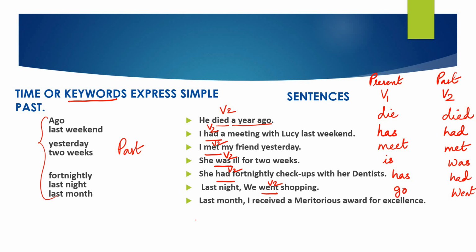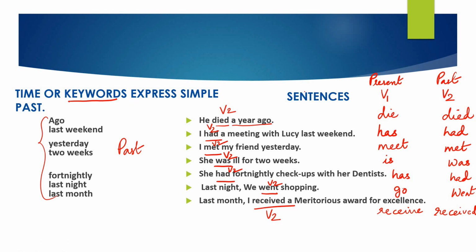Last month, I received a meritorious award for excellence. Last month indicates the time. Received here is a verb, which is the V2 form of the verb. Receive is the present form, to which we add ed. So how is it going to be? You write received. So ed is added here, right? For the word receive, so that it becomes past.